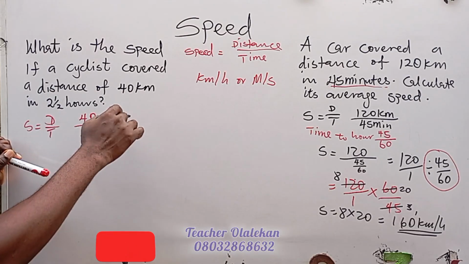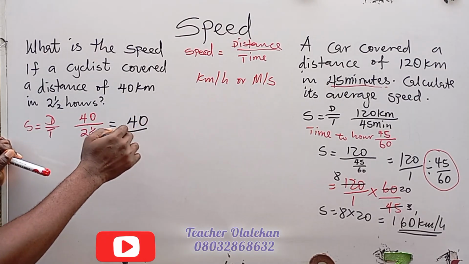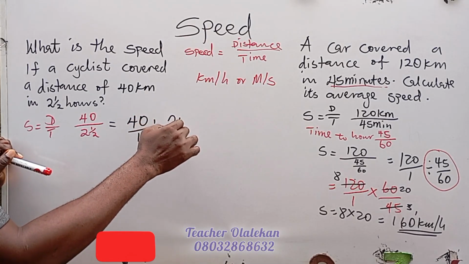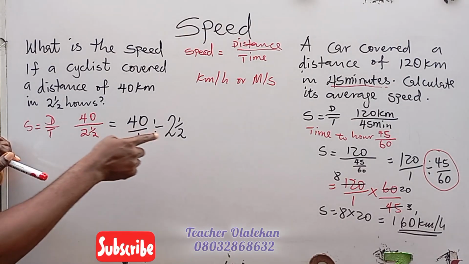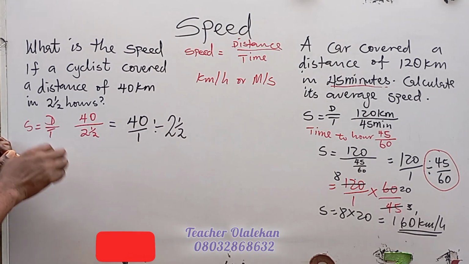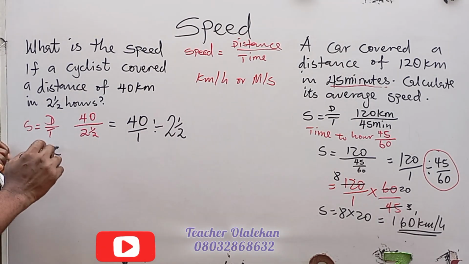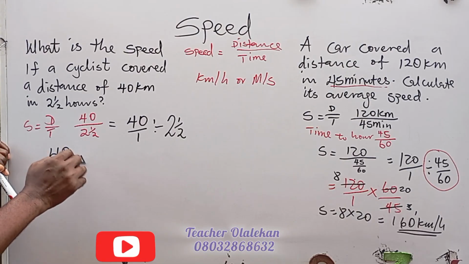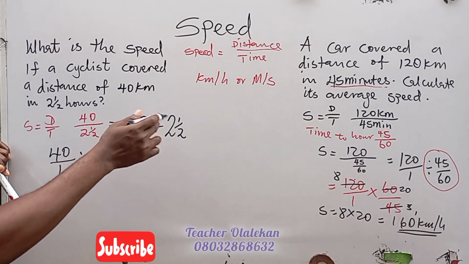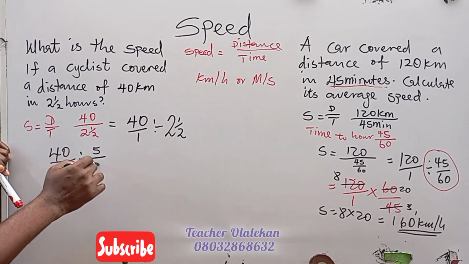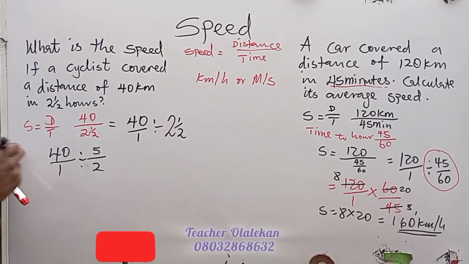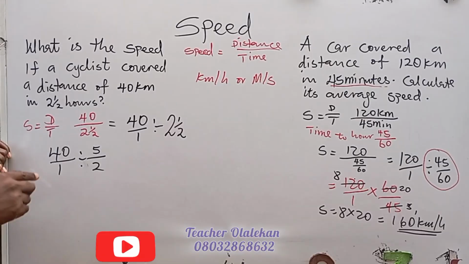At this stage now, what we have here is the same thing as 40 over 1 divided by 2 and 1 over 2. So at this stage, we change this to an improper fraction. That becomes 40 over 1 divided by 5 over 2. So 2 times 2 plus 1, sorry. That's what gives us the 5 over 2.